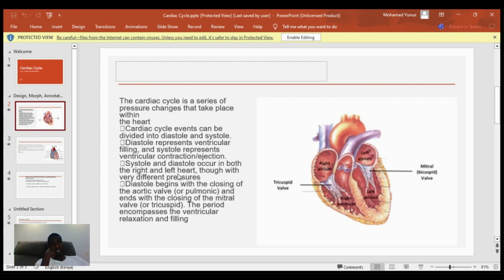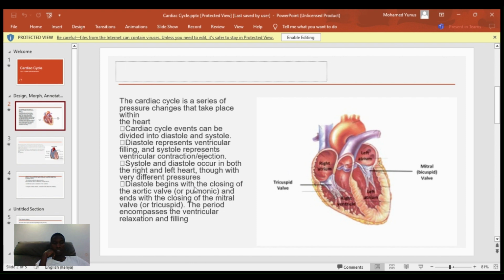Systole and diastole occur both in the right and the left heart. In our diagram, this is the right heart, and this other side is the left heart. The septum divides the heart into the right heart and the left heart. The right heart has the right atrium and the right ventricle, and the left heart has the left atrium and the left ventricle. On each side of the heart, we have diastole and systole.